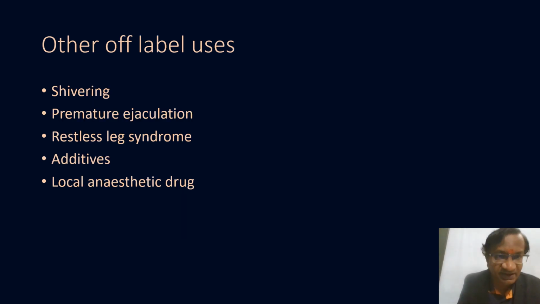There are few other indications which will come later. There are off-label uses. It can be used for shivering, premature ejaculation, restless leg syndrome, as an additive to local anesthetic drugs, and as a local anesthetic drug. These are all the other off-label uses of tramadol.